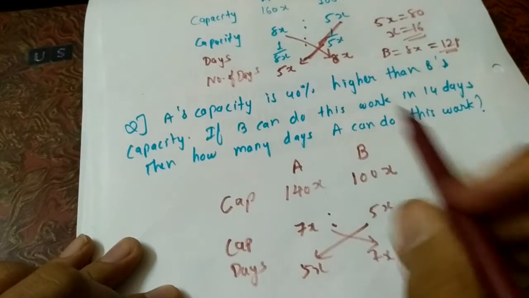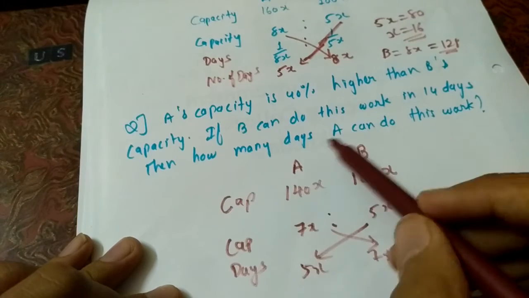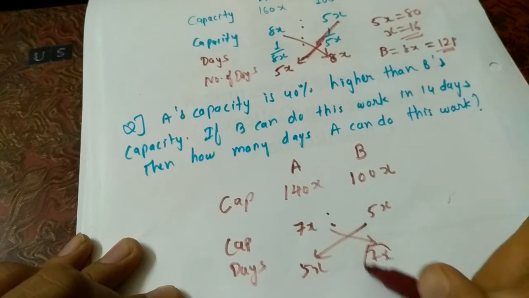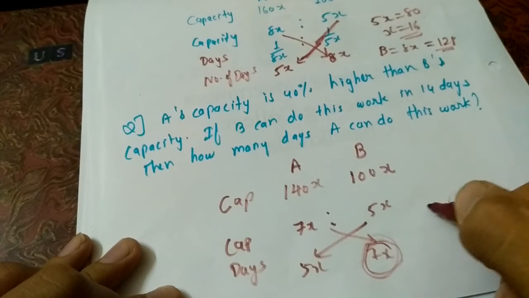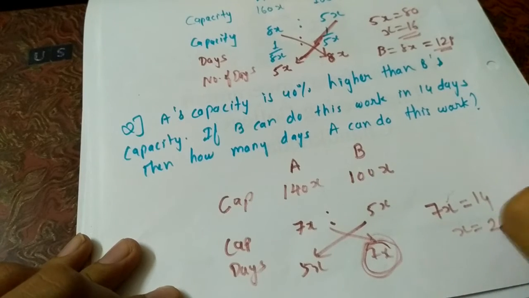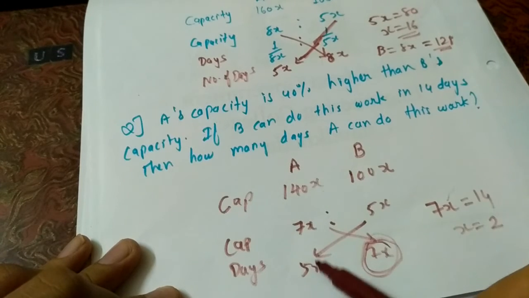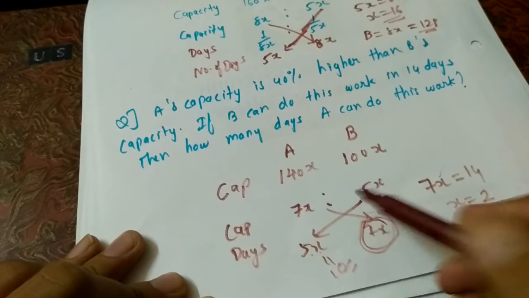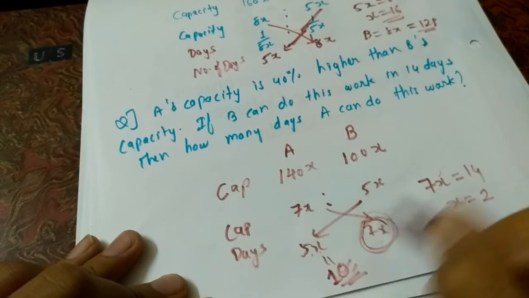Now the question is saying, if B can do this work in 14 days, then how many days can A do this work? So we are provided with this data of B, that is 7x is 14, so x is 2. So the question is, what about A? A is 5x, 5 into 2 is 10. So this is our answer, 10. Clear? So simple problems.